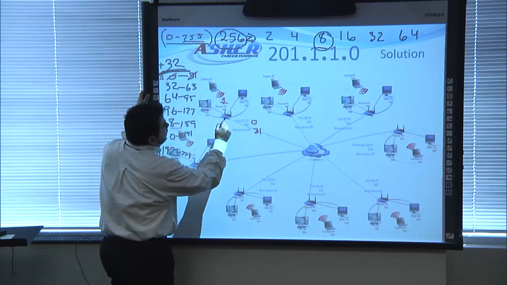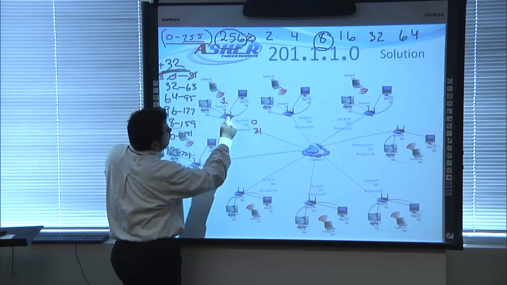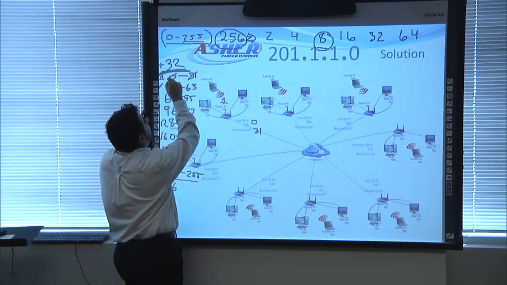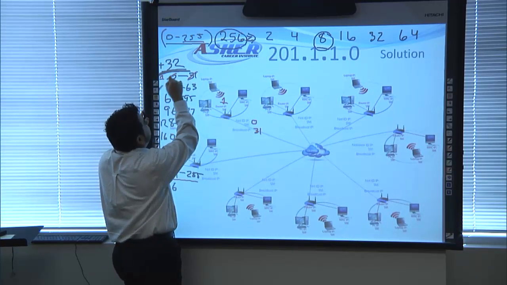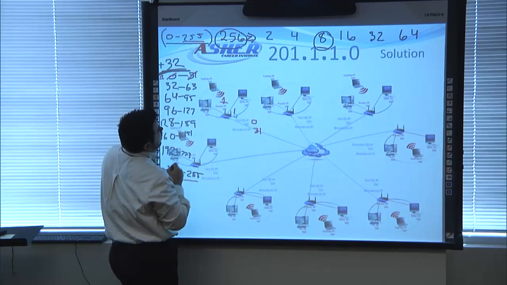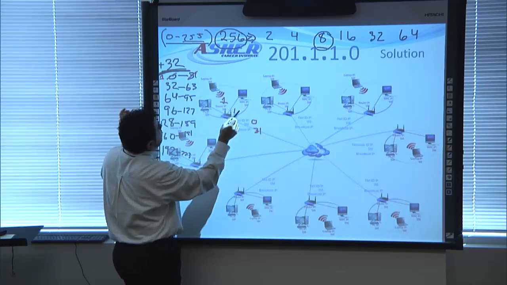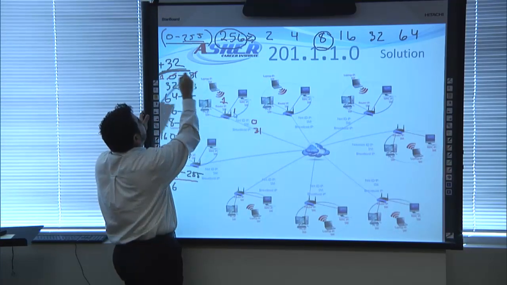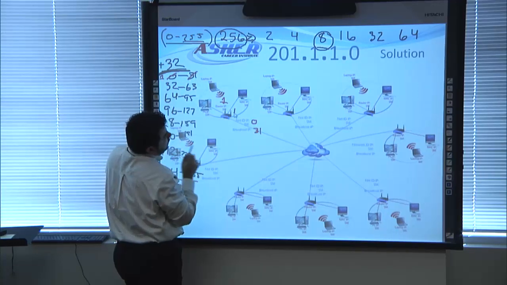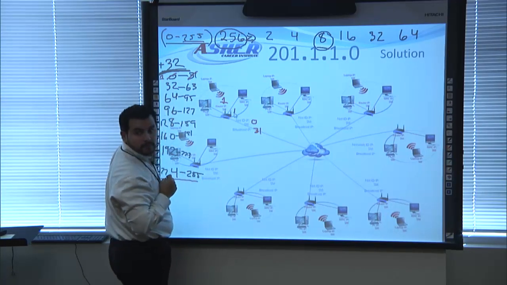So the very first computer, device, router, whatever in the network would take the very first IP address in this range. And what would be the very first IP address in that range? 1. And then the next one would grab any IP address as long as it's in this range, 1 through 30. Because I can't use 0 and I can't use 31.